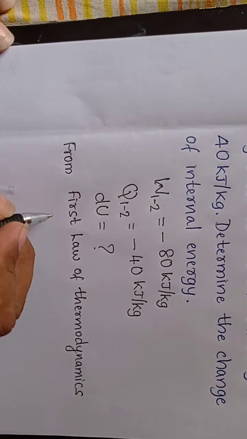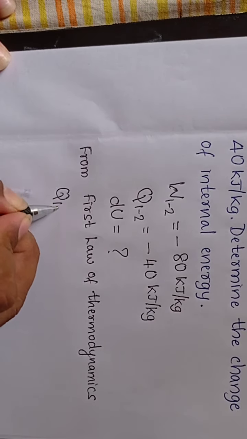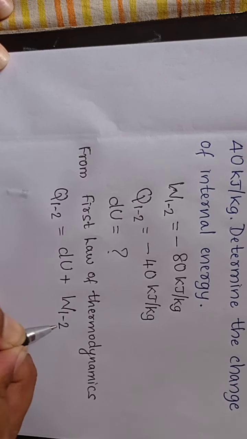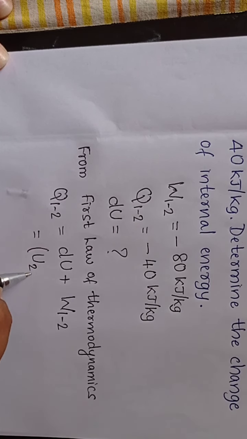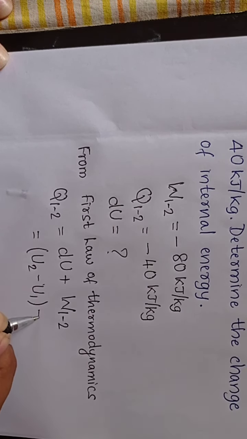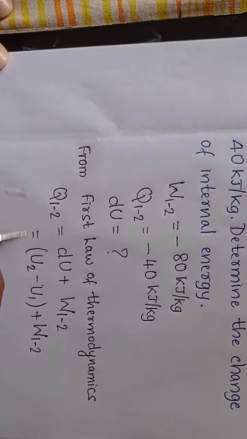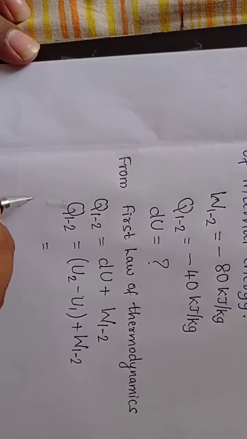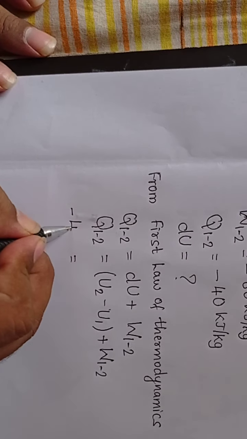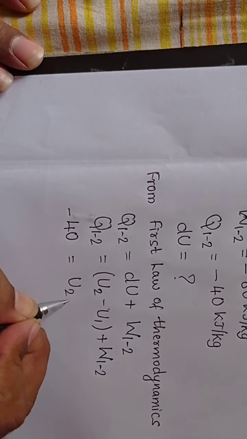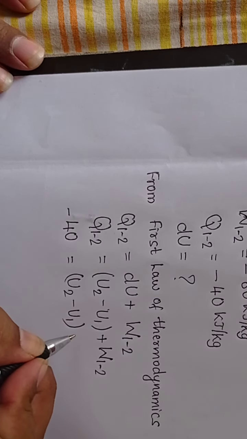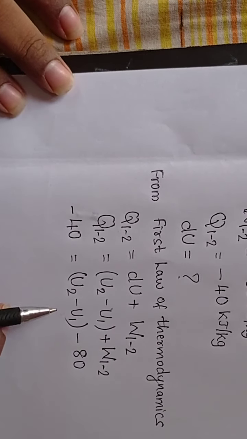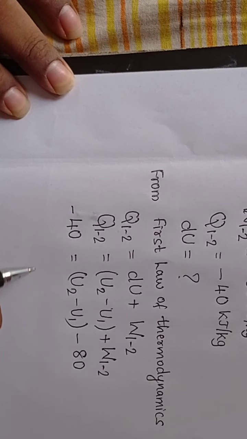So what is the equation of the first law of thermodynamics? We know the equation: Q12 is equal to delta U plus W12. That is, delta U is U2 minus U1, plus W12, which gives me the value of Q12. Q12 is given in the problem as minus 40, so minus 40 will be equal to U2 minus U1, and work done is also given, it is minus 80. So U2 minus U1 minus 80. You need to find the value of U2 minus U1.